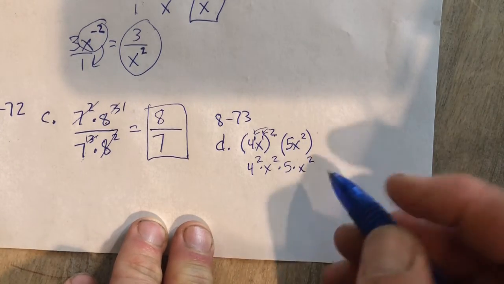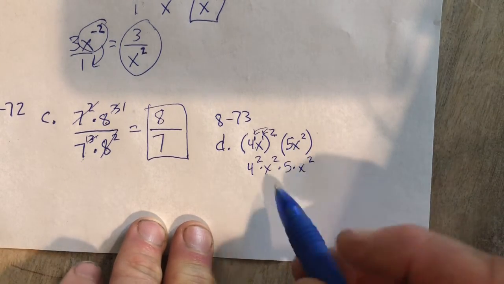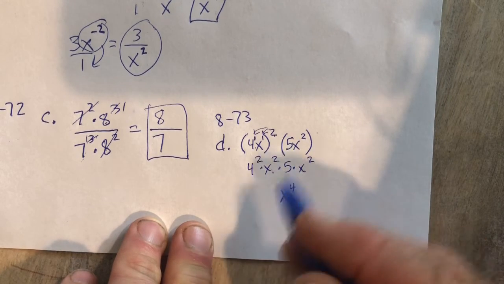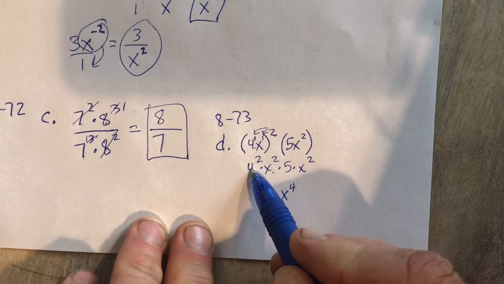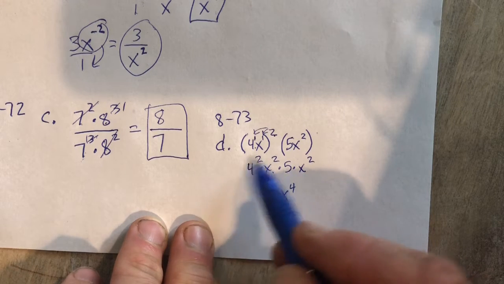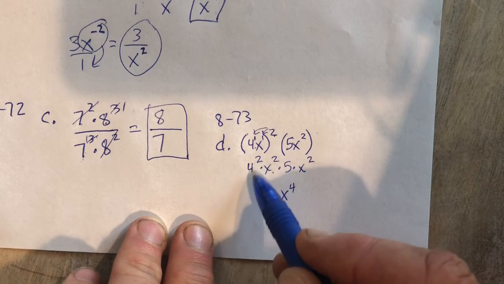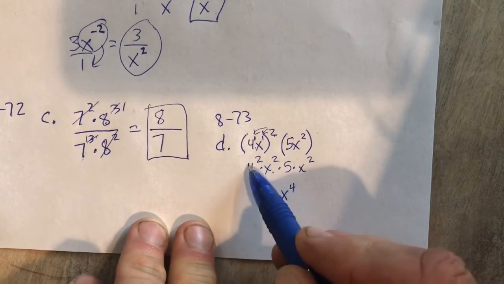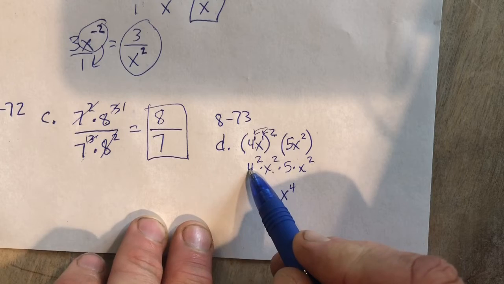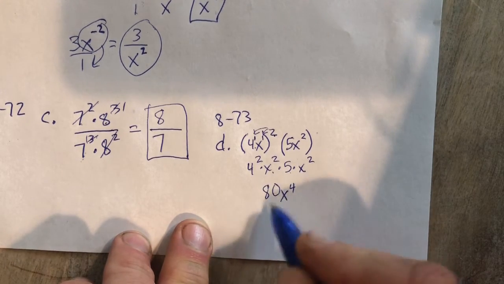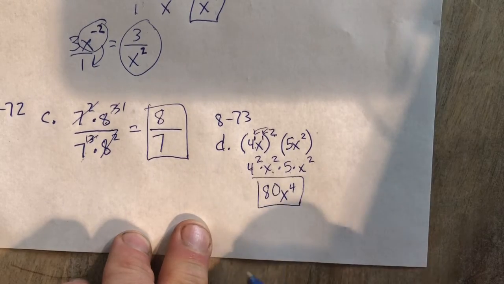So as we go to simplify this here, the x squared and the x squared become x to the 4th power. And then this is 4 times 4. Now, if numbers are huge or have huge exponents, we don't multiply them all the way out. But if they're small like this, we can go ahead and simplify. 4 times 4 is 16, and then 16 times 5 is 80. So we get 80 x to the 4th power here.